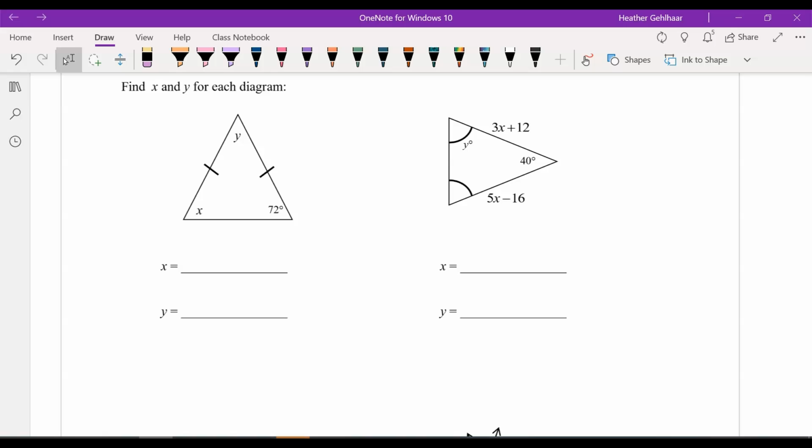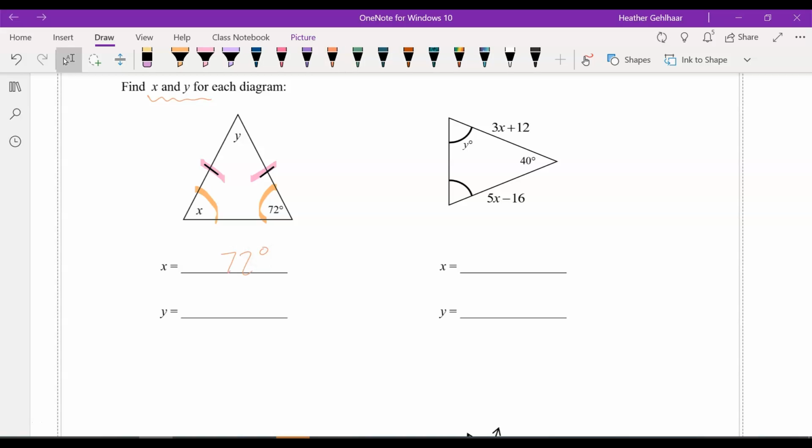All right, let's go ahead and do a few examples. Find x and y for each of the diagrams. In this one, we have a lovely isosceles triangle. Because those sides are congruent, we know those angles are congruent. So if those two are congruent, then we know angle x is 72 degrees.